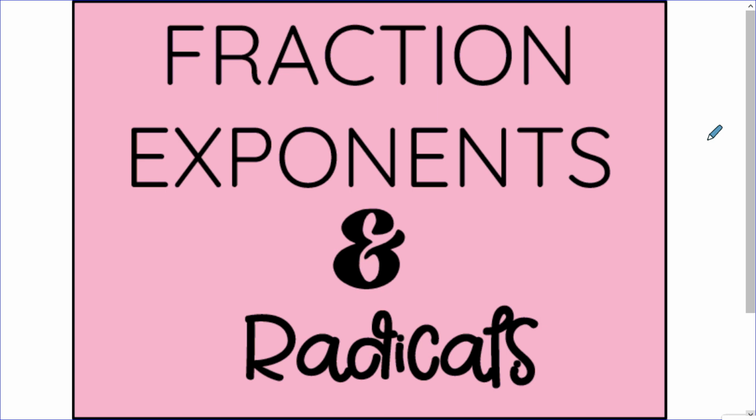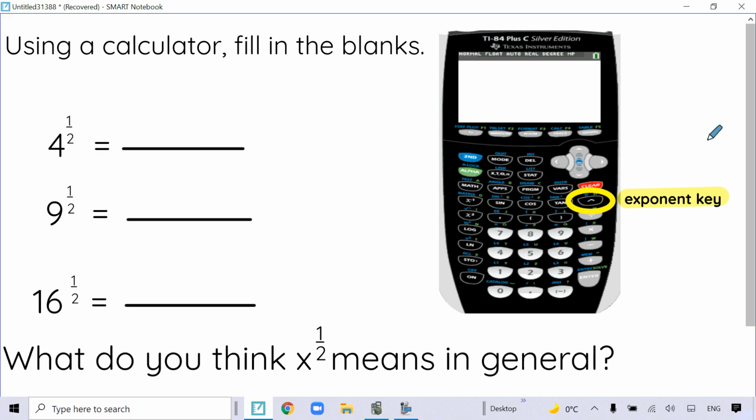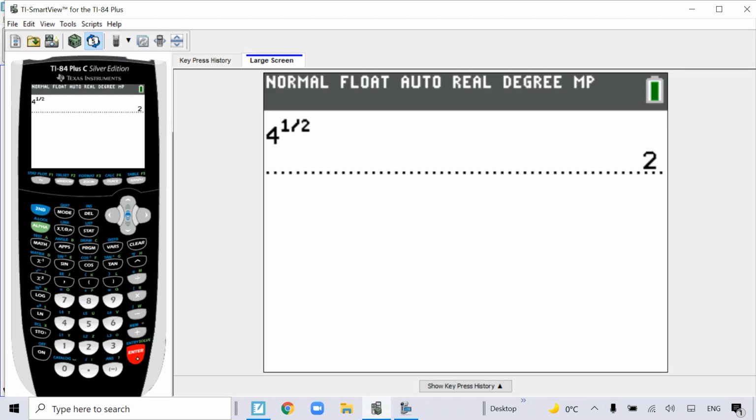Let's get started. I want to do this investigation on your calculator. I want to take 4, 9, and 16 and raise them to an exponent of a half, just to see what that half exponent actually means. So let's go to your calculators, and I'm going to do 4 to the 1/2. Your power key, your exponent key, is right above your division.